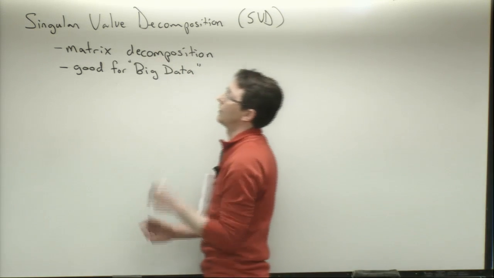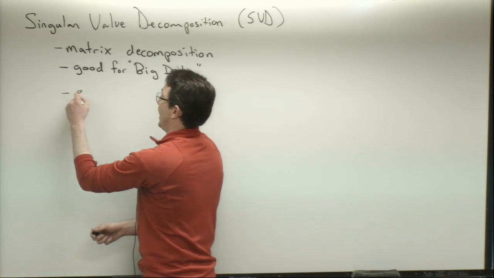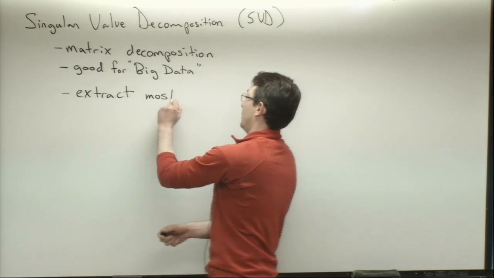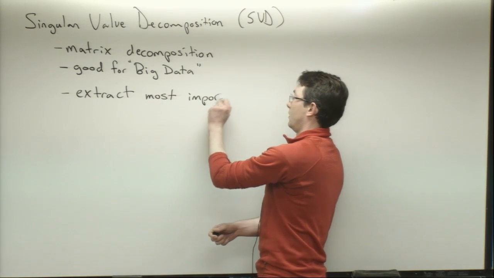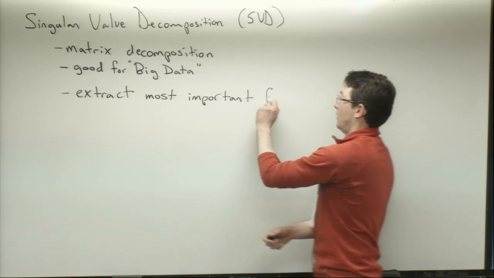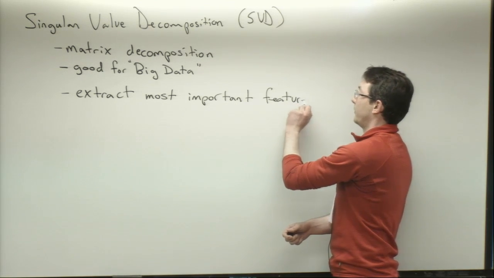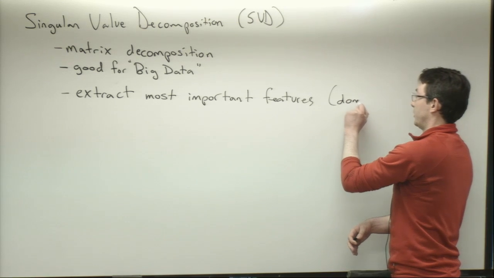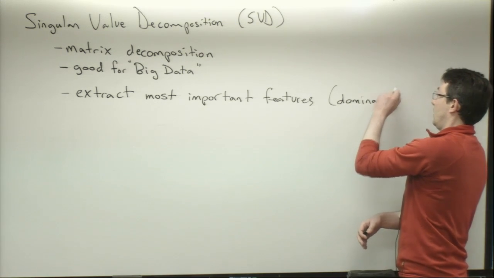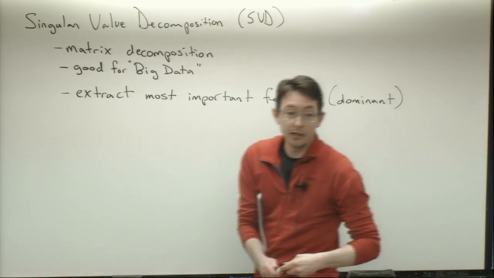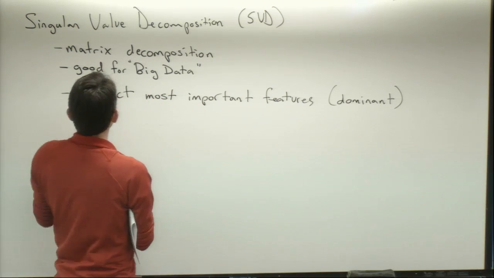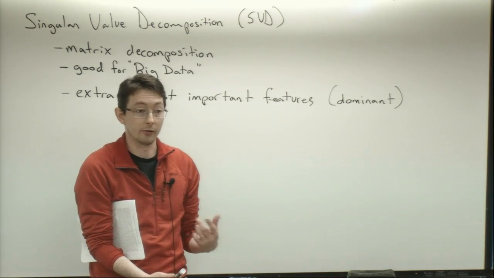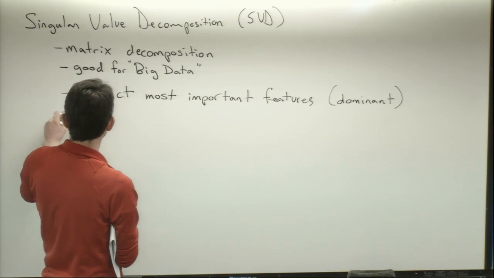And the singular value decomposition is a way of extracting the most important features. So we want to know what are the most important features in the data set. Sometimes you call these dominant features. And what it means for a feature to be dominant or most important is that it comes up again and again. These are features in your data that you see over and over again, so they're strongly correlated.